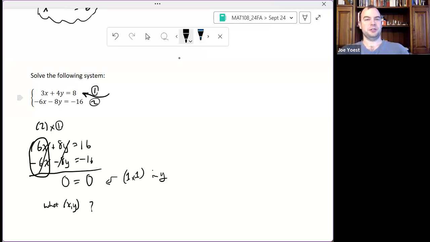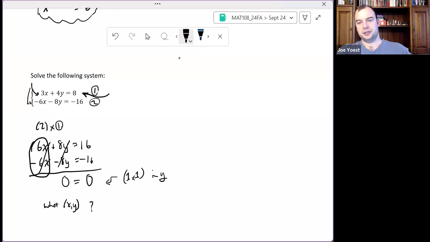I still need 3x plus 4y equals 8, and negative 6x minus 8y equals negative 16. It turns out that what we would normally have as two distinct constraints just ends up being the same constraint, but I still do have one constraint to meet. So I can choose y freely, but once I choose y, x is determined. Or I could choose x freely, but once I choose x, y is determined.